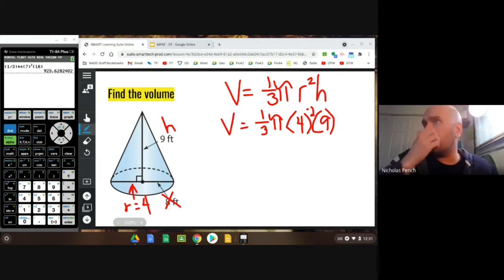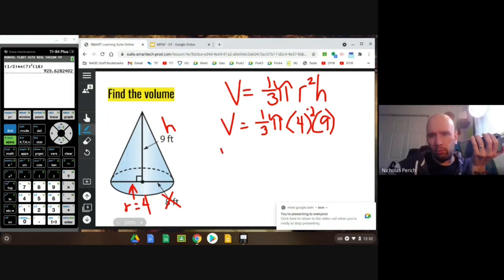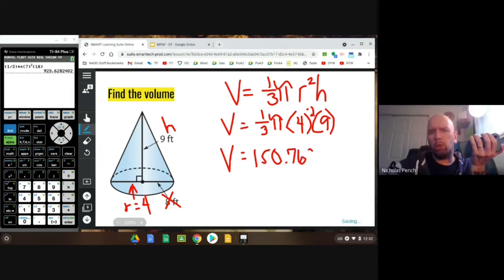So let's see if we're right or if we're wrong. Do I have you? Okay, we're good. 1/3 times pi times 4 squared times 9. The answer is approximately 150.796. Where is my head? My goodness. Feet, was it? Yep, feet cubed.